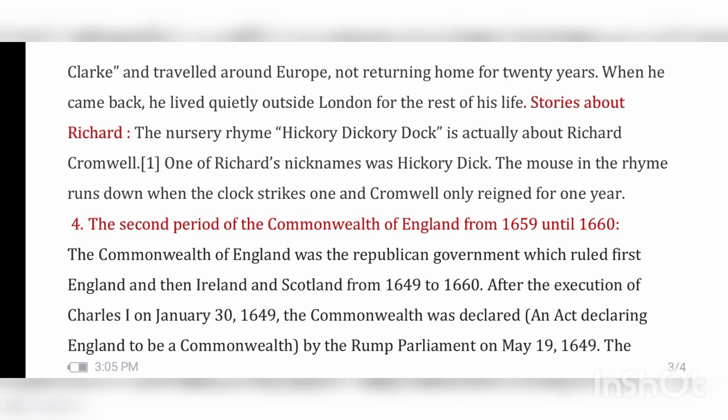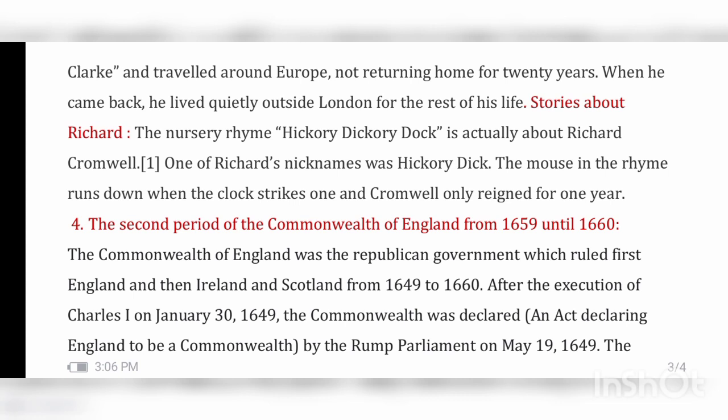where we learn this rhyme very enjoyably. And the number four is the second period of the Commonwealth of England from 1659 until 1660.